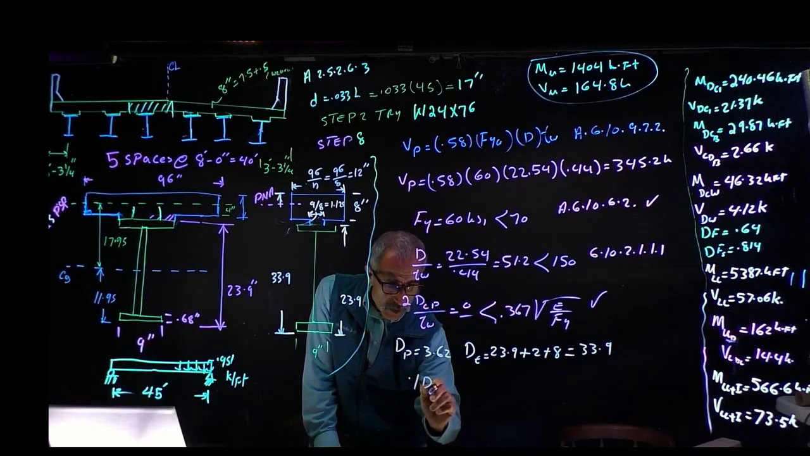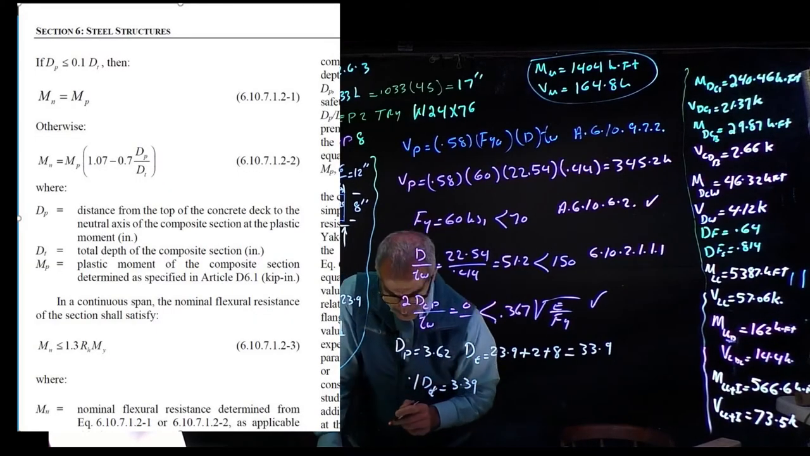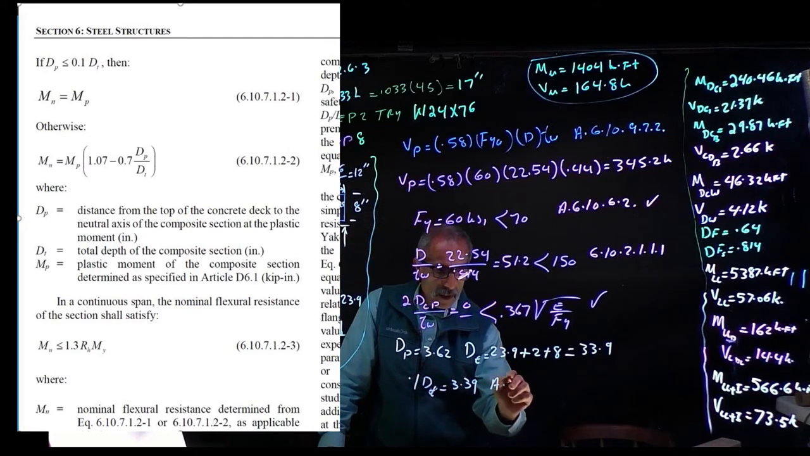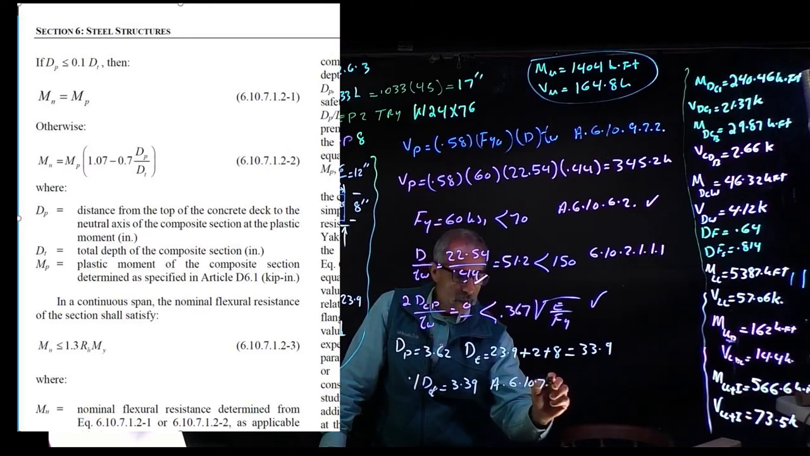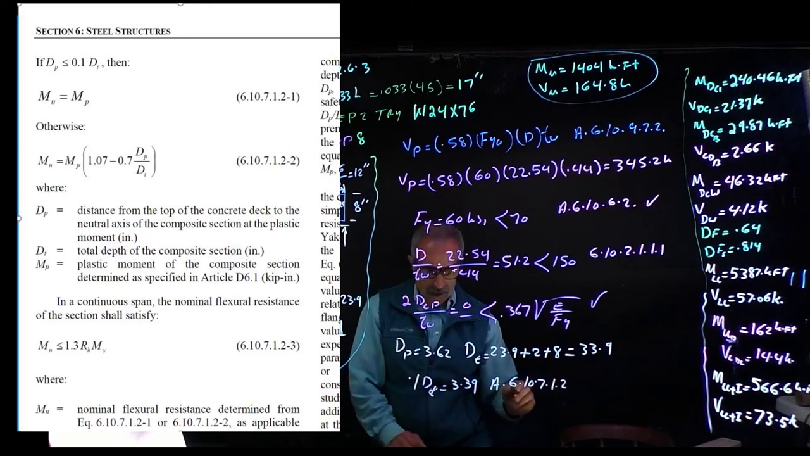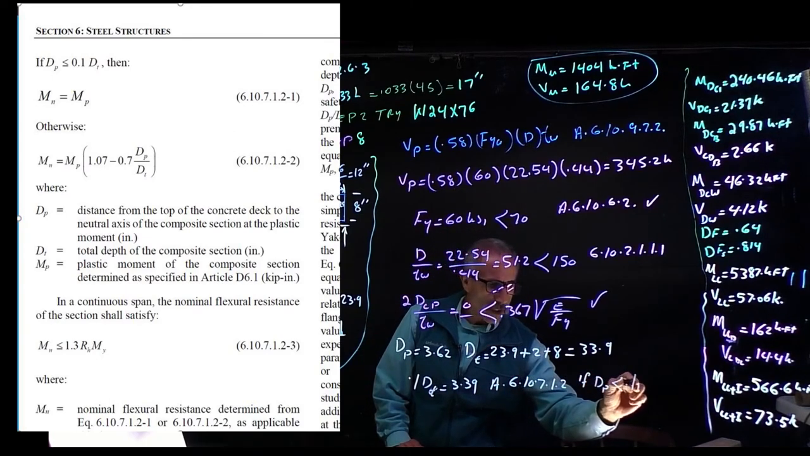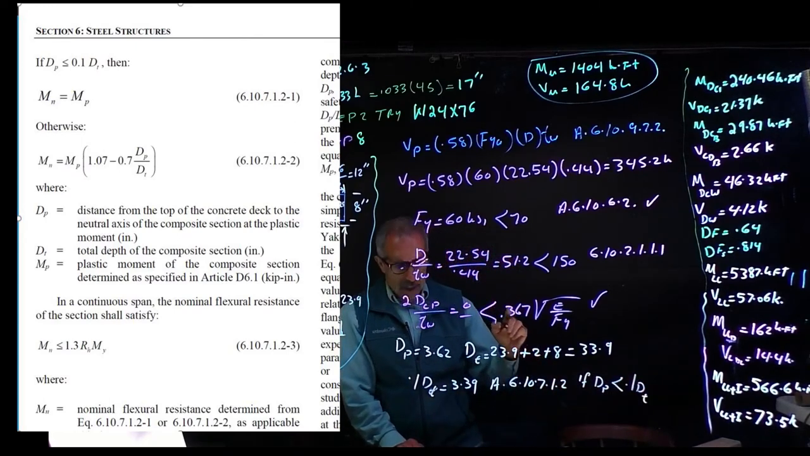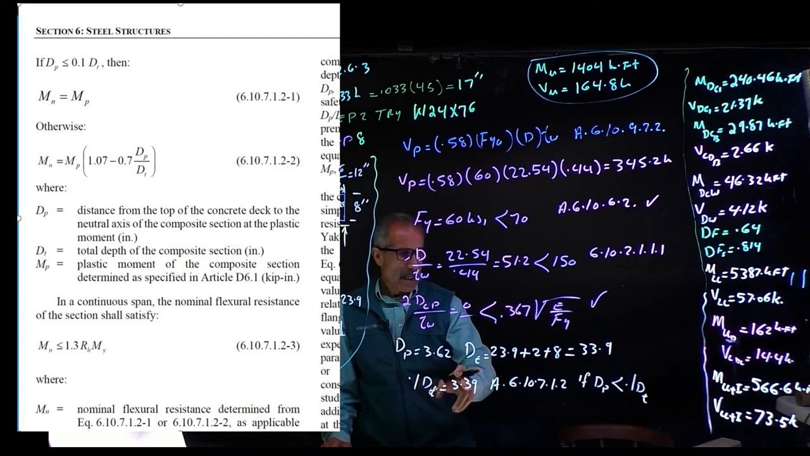Dt, I'm sorry, which is equal to 3.39, and in AASHTO 6.10.7.1.2, it says if Dp is less than or equal to 0.1 Dt, then plastic moment is equal to nominal moment. But in our case, it's not, because our Dp comes out bigger than 0.1 Dt.